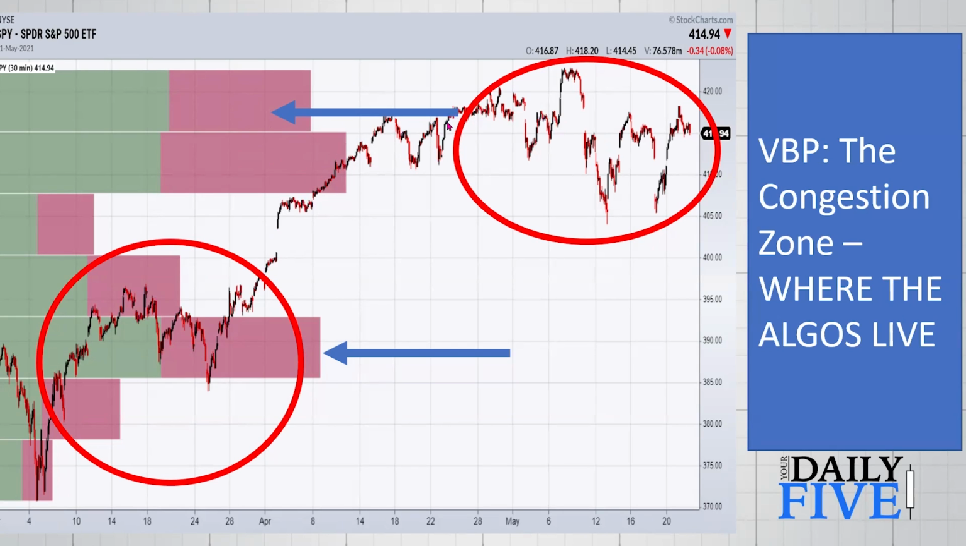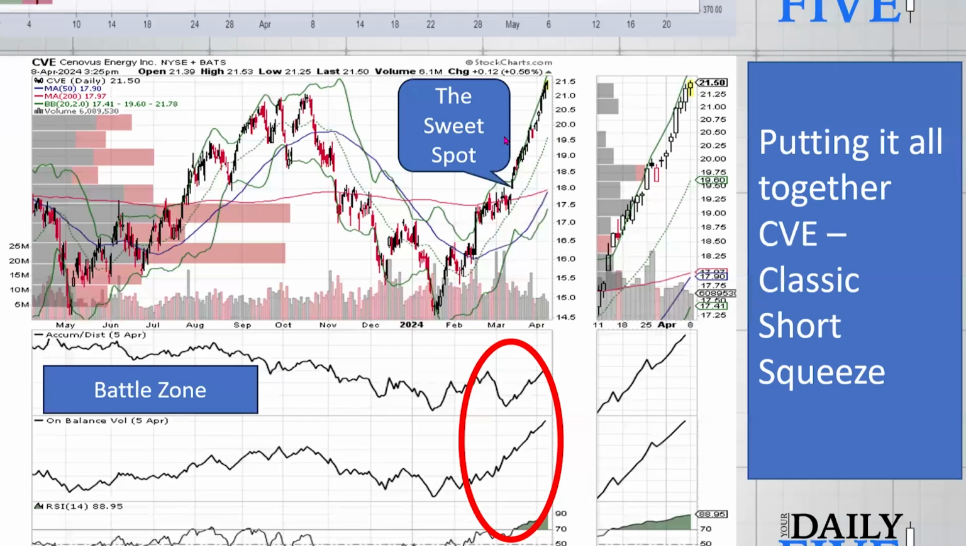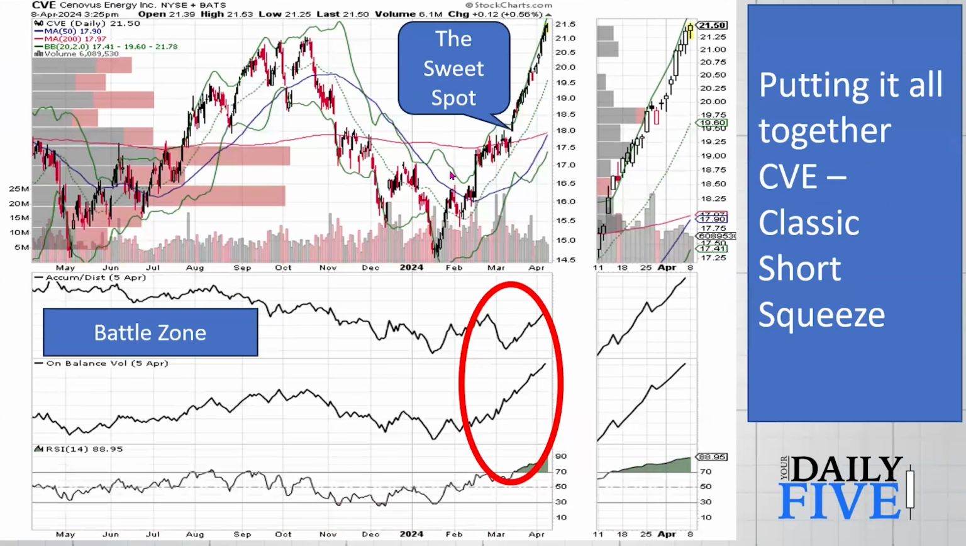And when you see prices stall at the VBP bars, that tells you that the algos are starting to notice a change in the order flow, and they're starting to hedge their bets, or maybe buy some puts, or start selling some stock index futures. So those are your three indicators that tell you when a short squeeze may be developing, and essentially about money flow. Now let's put it all together.